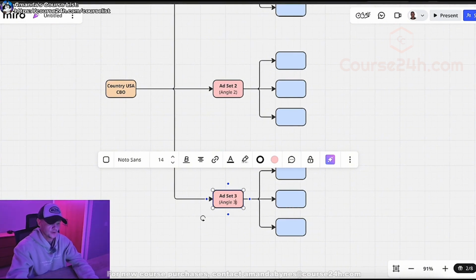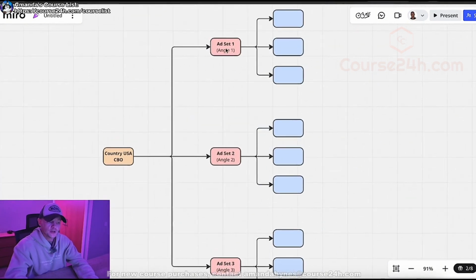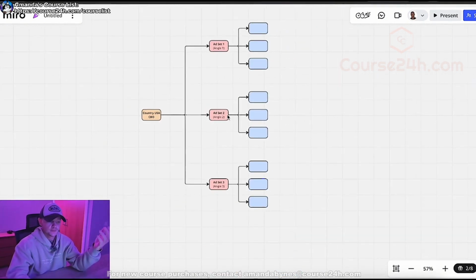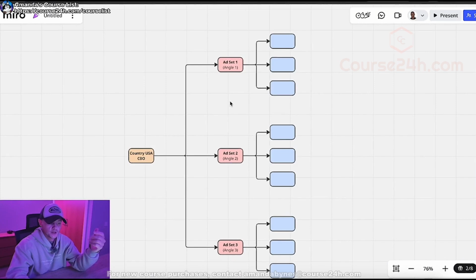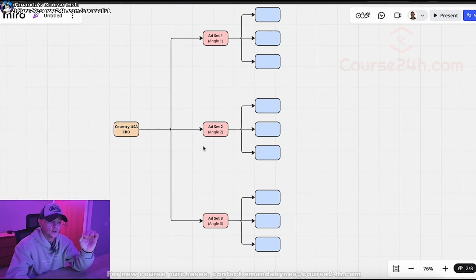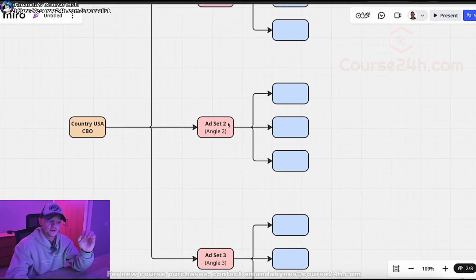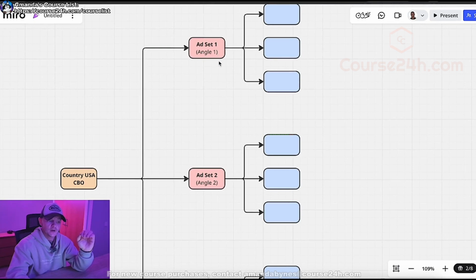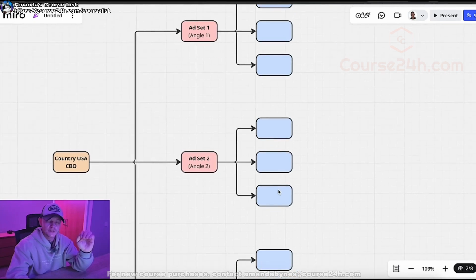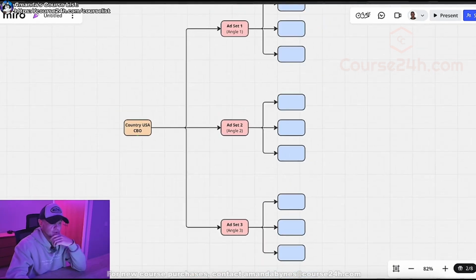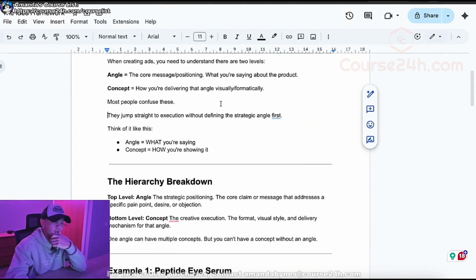angle 3, right? Now this is how we would typically test it at the very start if you're testing ads. You would have this ad set here, which is targeting one angle, and then in here we can either test hooks or we can test concepts, okay? But it's this one specific angle, right? And then this could be a totally different angle, or it could be the same angle as this with different concepts. So what I mean by concepts is how you're delivering that.